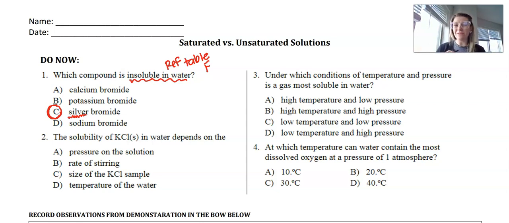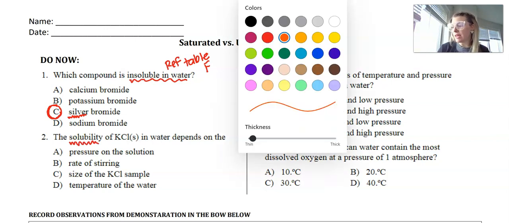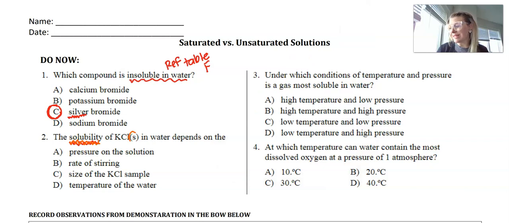Question 2. The solubility of KCl solid in water depends on. So we are looking at factors that impact general solubility, and specifically we have solid potassium chloride. Does pressure impact solubility of solids? The answer is no. The rate of stirring. Now I want to be clear here. If I stir faster, the substance might dissolve quicker. But does that impact how much of a substance can be dissolved? And the answer is no.